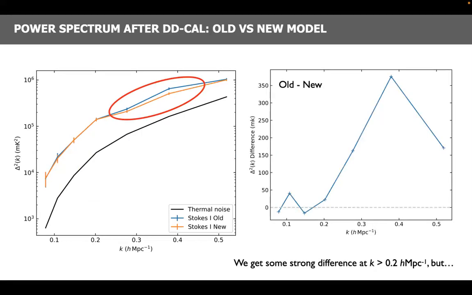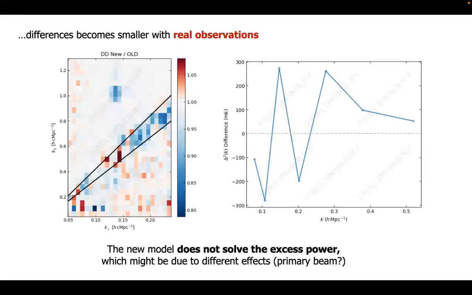That's good, but when we go to the observations, this difference is not as large, because we did the same for the observations where we don't have a real model. So we use the new model and the old model, and the difference is not so bad. For example, at K 0.2, the new model is worse. Yes, this is still old minus new. But a difference of 300 is okay, but still is not enough to solve the excess power.